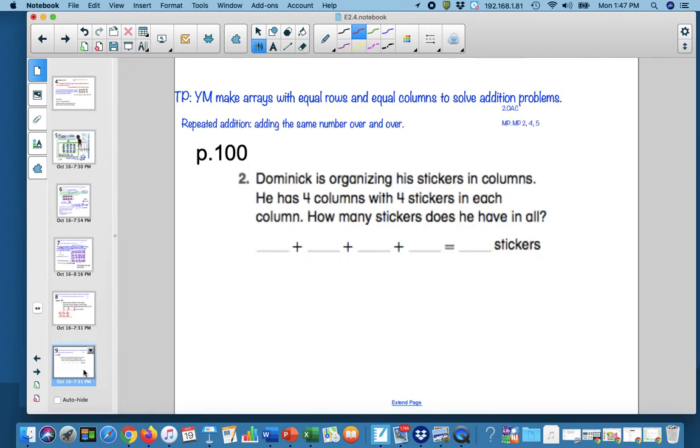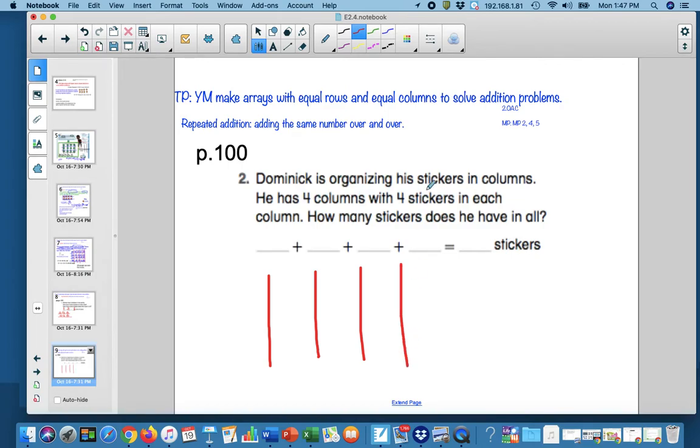Dominic is organizing his stickers in columns. He has 4 columns with 4 stickers in each column. How many stickers does he have in all? Please pause and try and solve. So we know that Dominic had 4 columns. Drawing my 4 columns.